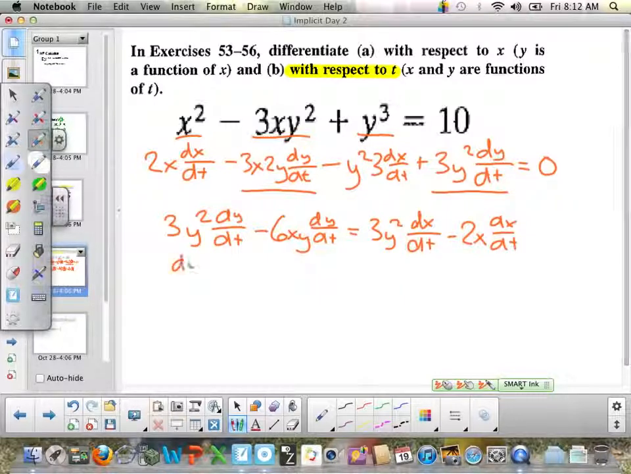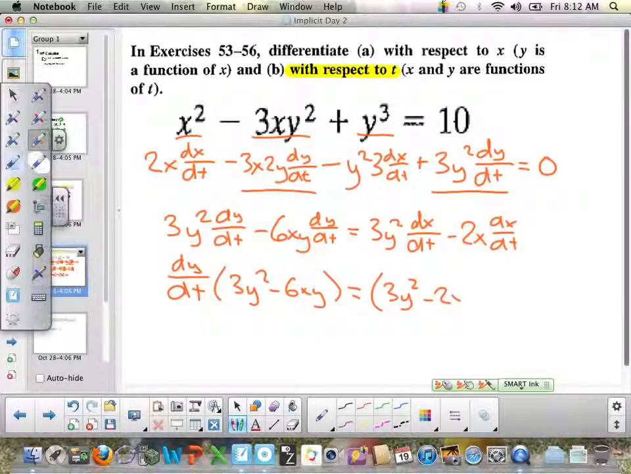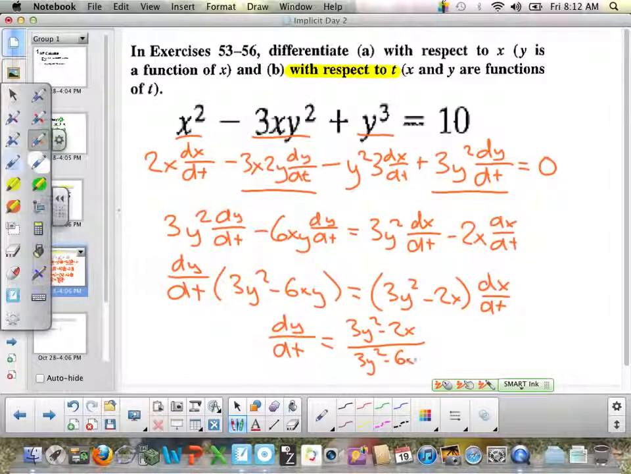So on the left we'll have dy dt factored out. And we got 3y squared minus 6xy equals, on the right side we'll have dx dt factored. I'm going to factor it out on the back side. So we'll have 3y squared minus 2x dx dt. And then to get dy dt by itself, we'll divide out 3y squared minus 6xy. dy dt equals 3y squared minus 2x over 3y squared minus 6xy dx dt.